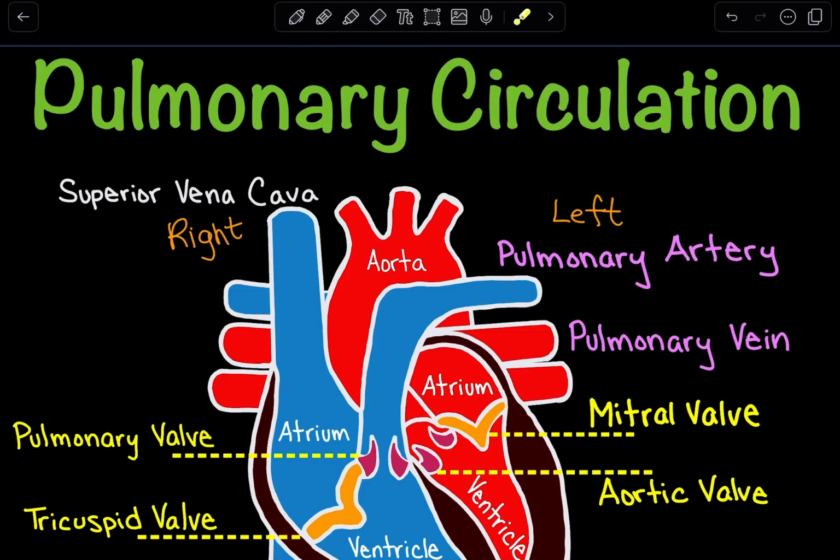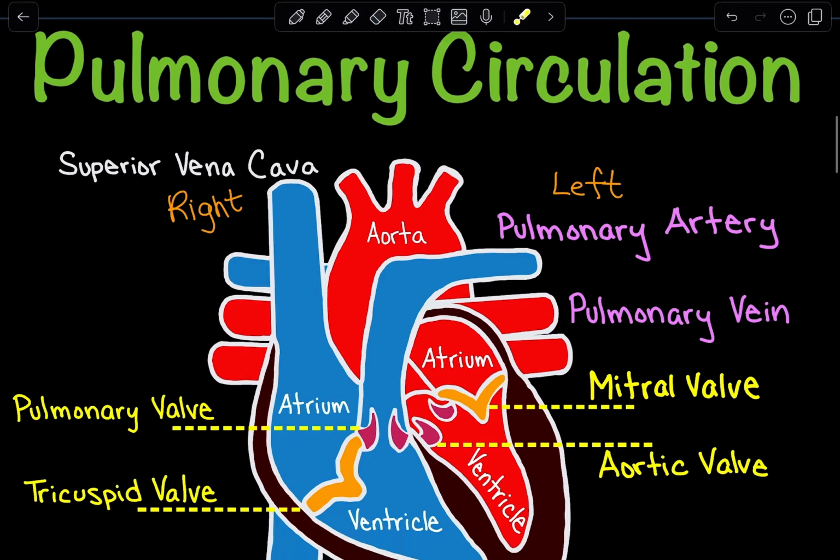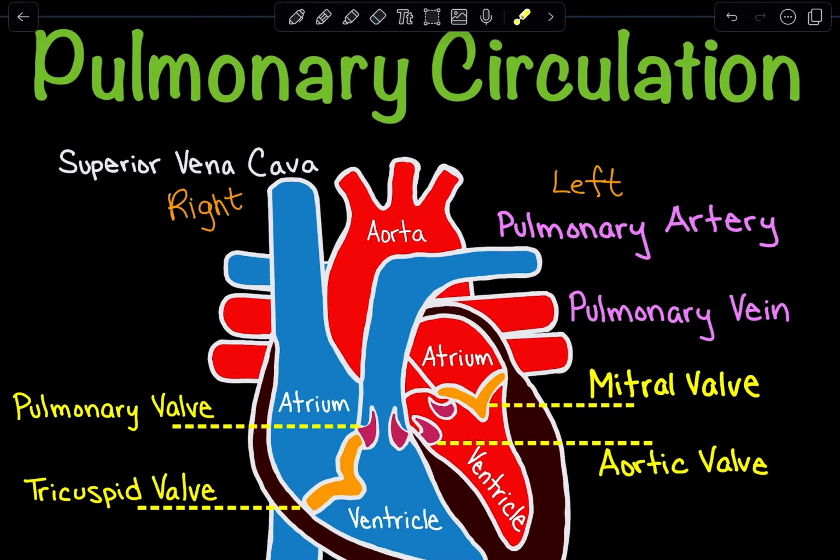So here we're going to understand pulmonary circulation. But before we jump into that, we need to understand that there are 3 different ways in which we can define circulation. We have pulmonary circulation, which looks at how blood moves through the heart to the lungs and then back to the heart. We have systemic circulation, which looks at how blood moves throughout the whole body. And then we have coronary circulation, which is blood moving within the heart to oxygenate the cells of the heart. So those are the 3 categories: pulmonary, systemic, coronary.